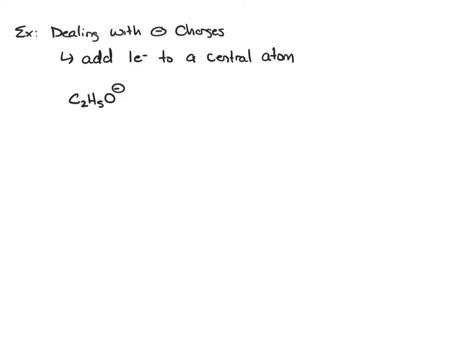So with this one, we have C2H5O. And again, there's a couple ways you might connect these. And more than one way can be valid. But let's say we just put the 2 carbons in a row, followed by the oxygen. And now we need to add an electron.